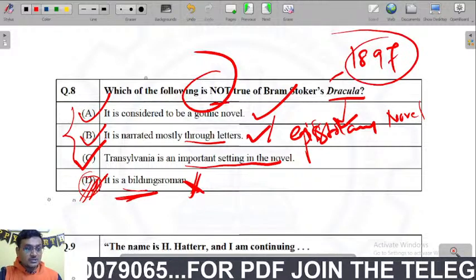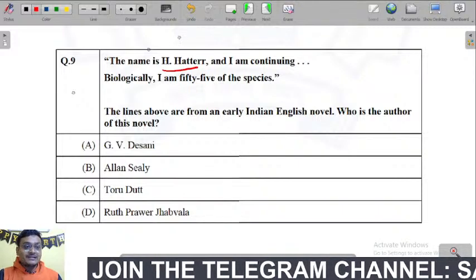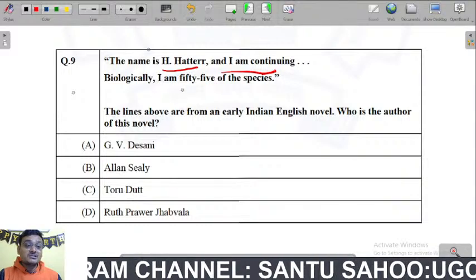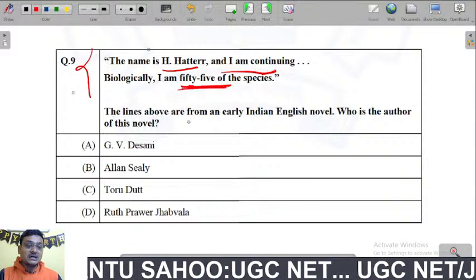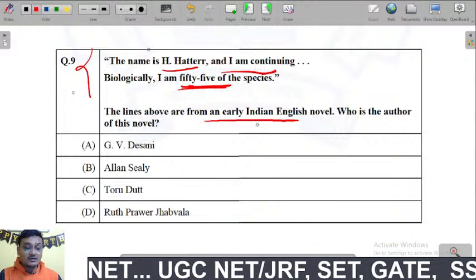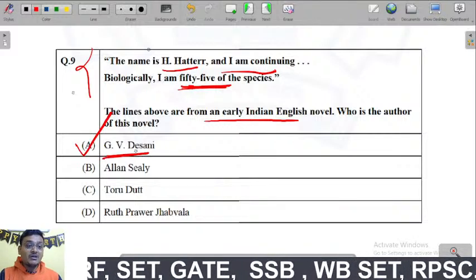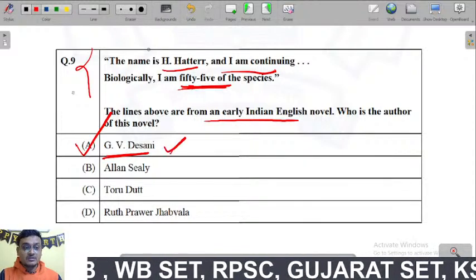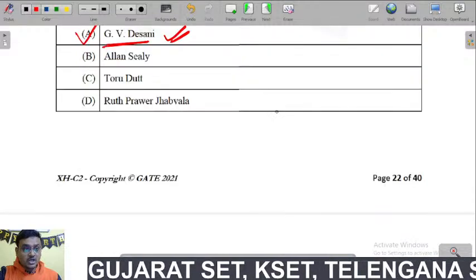Now, the name is Hatterr. That is actually the Hindustani Hatterr. "Biologically, I am 55 of the species." These lines are from an early Indian English novel. Who is the author of the novel? Everybody knows it is G.V. Desani's work, all about Hatterr. So here A is the right answer. A very, very important novel.